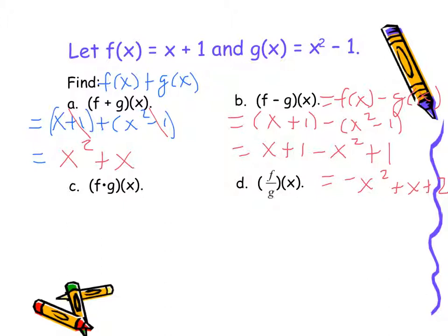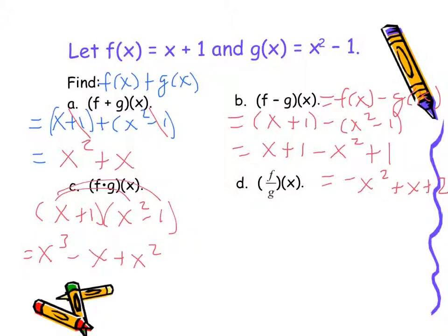Okay, f times g. That would be x plus 1 times x squared minus 1. Okay, hopefully this just kind of reminds you of a little FOIL problem. Okay, first, outside, inside, and last. Multiplying the first two, I get x to the third minus x. The inner two have a product of plus x squared and minus 1. All I have to do with this is just rearrange the order here. X to the third plus x squared minus x minus 1.